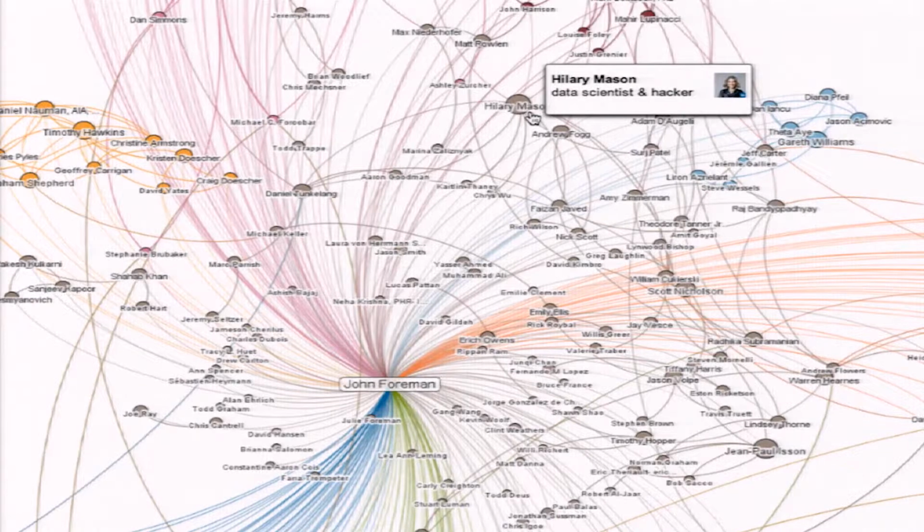Okay, well, let me go to another site and figure this out. This is from a popular professional social network. I can look at all of my professional connections and see who I'm connected to. Oh, look, I'm connected to Hillary Mason. I already knew that because we're connected.